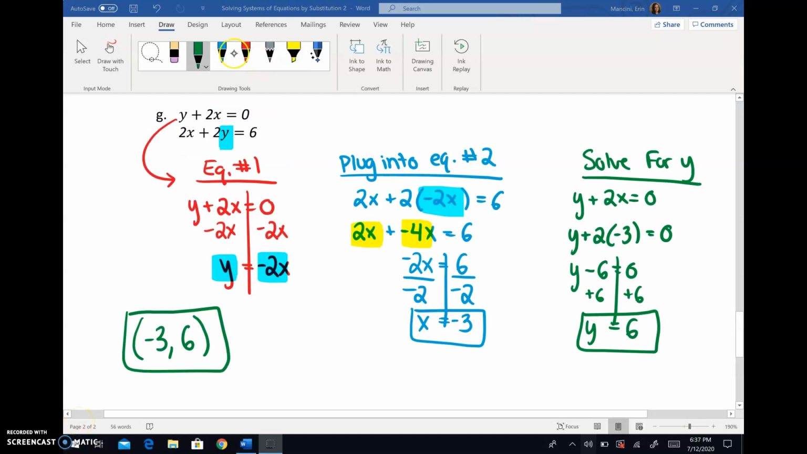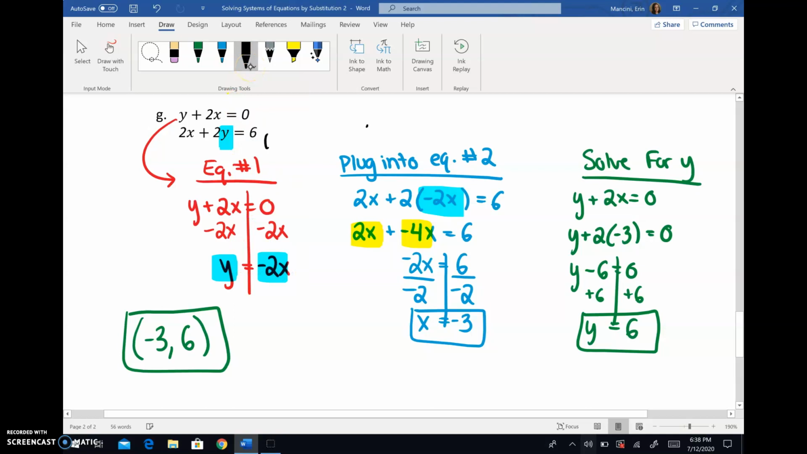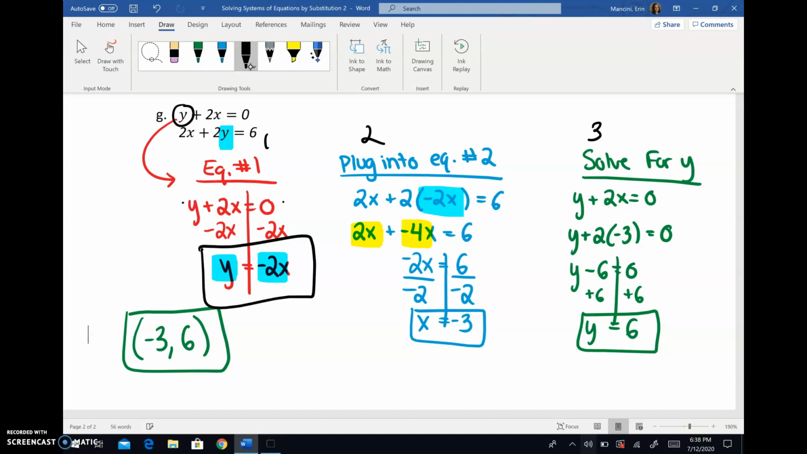Okay, here's my work, color coordinated step by step for you. So moving left to right here, this is step 1, 2, and 3. So first I recognized y in the first equation was the closest to being isolated. So I rewrote that equation here, moved the 2x over by subtracting, and rewrote that equation as y is equal to negative 2x. Okay, then step 2, I plug that into the other equation, which is this one here. So it was 2x plus 2y, but now it's 2x plus 2 times what y was, which is negative 2x. All right, so I took that negative 2x, substituted in there.